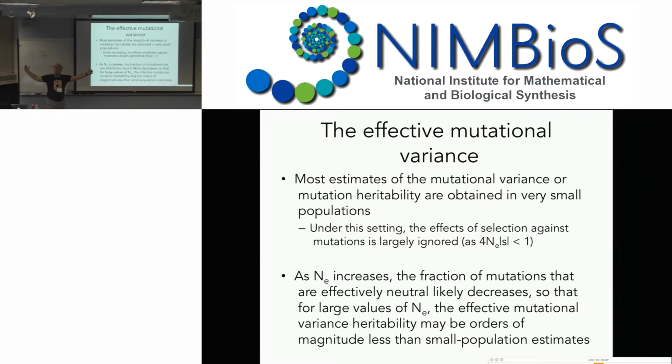Think of mutational variance as being this big, and the things on the extreme are deleterious alleles. It's this big when you have a small population. As you remove those deleterious alleles, it becomes much smaller, and therefore the effective neutral mutational variance is probably much less than the values that are estimated in these small population sizes. Just something to be aware of.